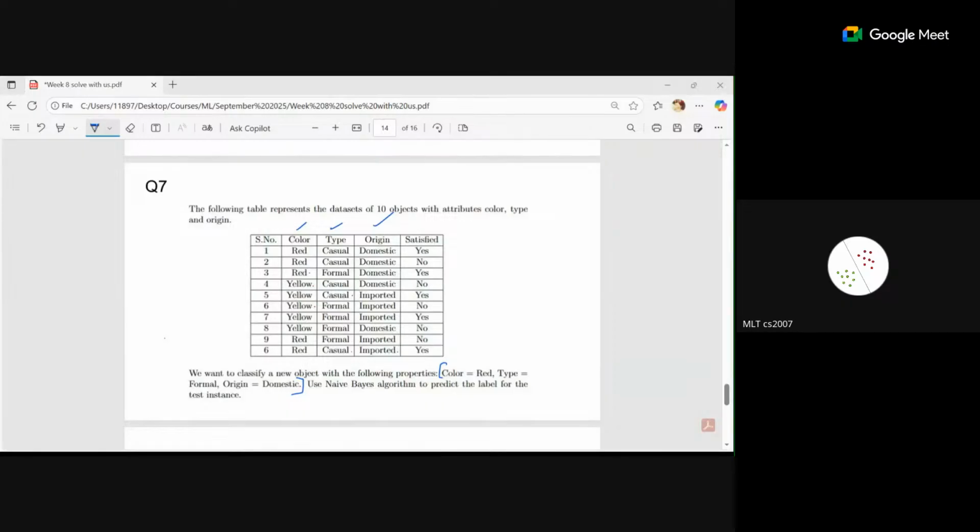Is the question. Again, this is not anything different. It's very similar to all the questions we have done. So X test is red, formal, and domestic. Now you have to predict what is the label for this object, whether you are satisfied or not. That is the question. So try this out. Just wait for some time.